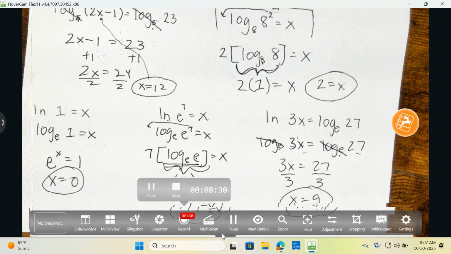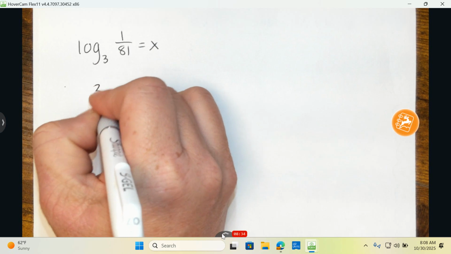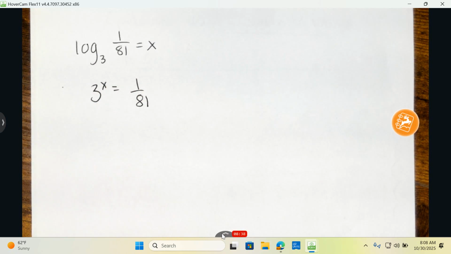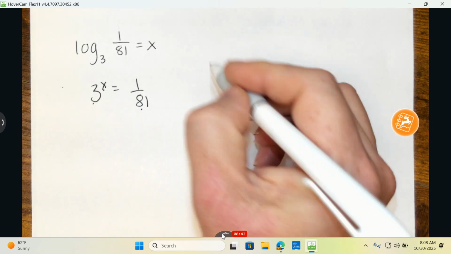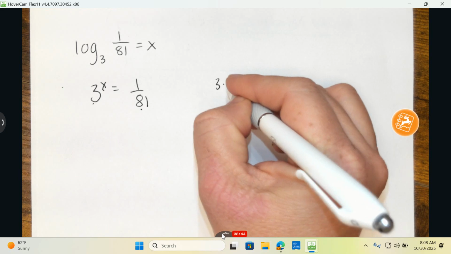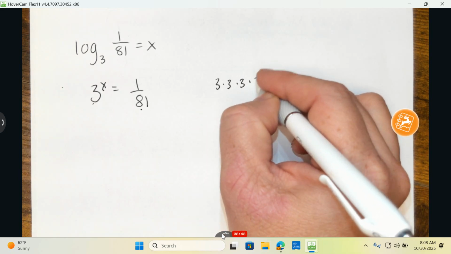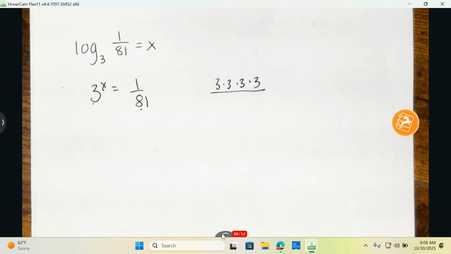We do this problem that students were asked to try in class. Well, I'm going to rewrite it right now in exponential position. So 3 raised to the what equals 1 over 81. The first thing I'm thinking is, what do I have to raise 3 to get to 81? So I'm going to do some work. 3 times 3 is 9. 9 times 3 is 27. 27 times 3 is 81. So it takes four 3's multiplied together to get to 81.